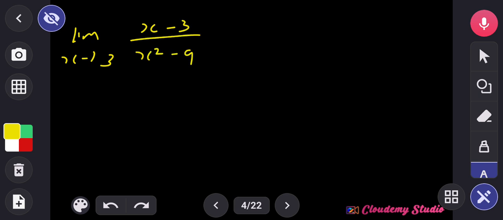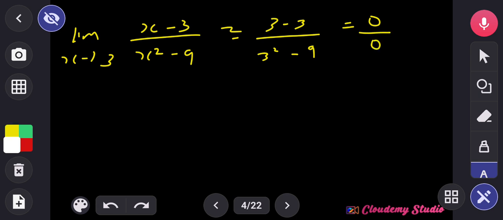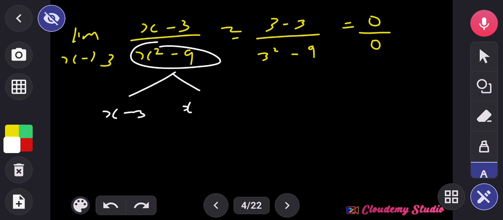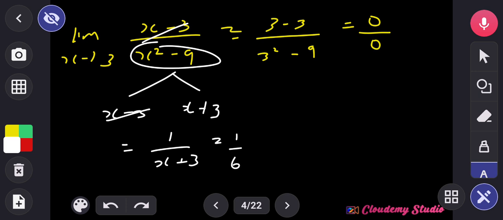You know that if we want to solve this and we put 3, that would be 3 minus 3 divided by 3 squared minus 9, and it's going to give us 0 divided by 0. Another alternative that I explained is, what if we take the difference of two squares of this one, so that it becomes x minus 3, x plus 3, and we divide this one by this one. We are going to be having 1 divided by x plus 3, and that will be equal to 1 divided by 6. You understand? But we can also apply L'Hopital rule in this case to solve this particular problem.